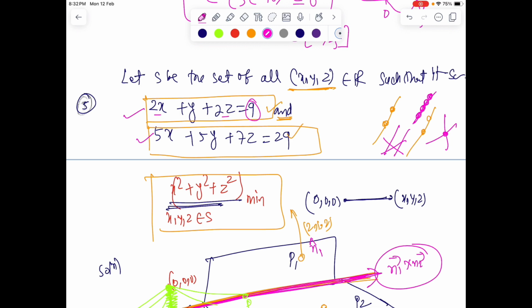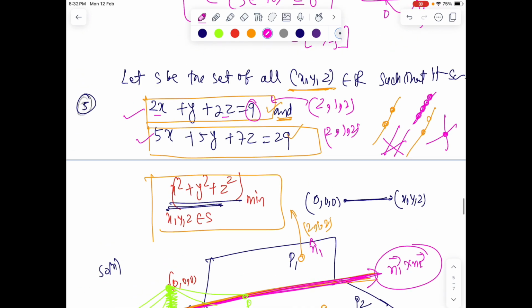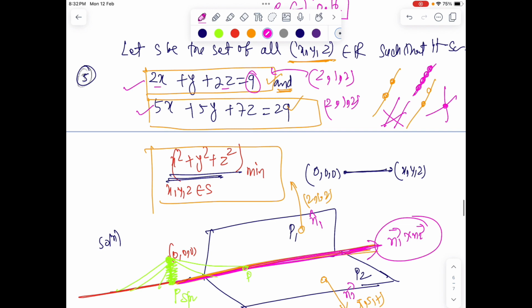From equation 9, it's obviously better to try integer solutions. So let's say 2 plus 2 plus 1 will be 5. So if x is 2, z is 2, 4 plus 5, 9. Okay. So 2, 1, 2 definitely works for the first. Is it working for the second? 10 plus 14, 24 plus 5. Yeah. Good. So 2, 1, 2 is lying on both planes.